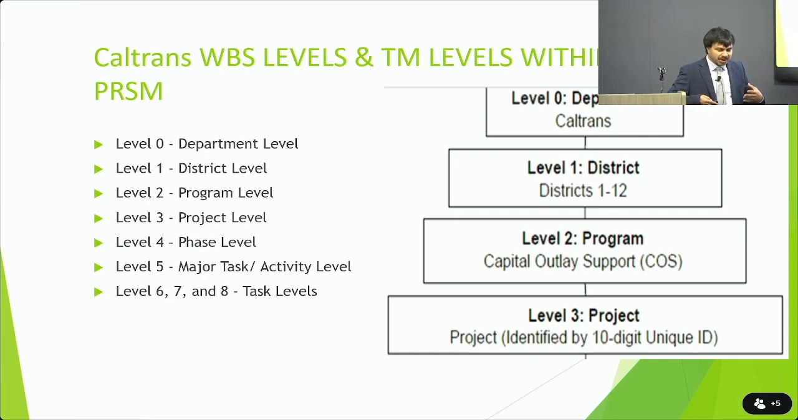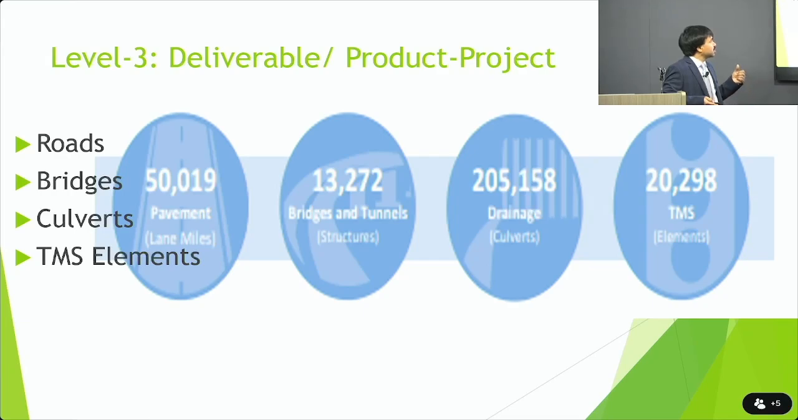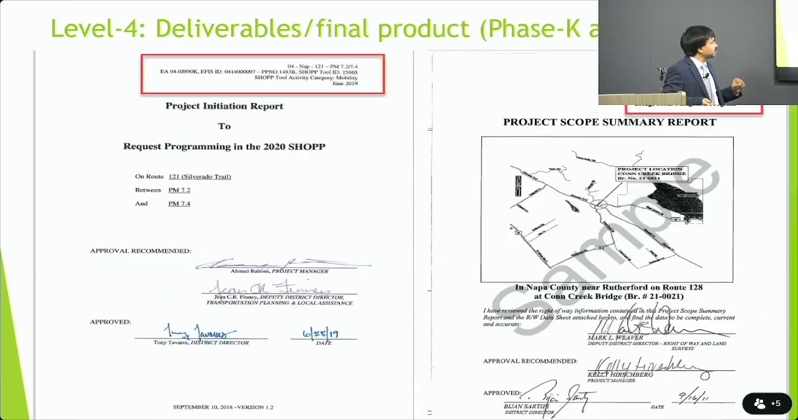And then our level 3 product is the projects. At level 3, you can see which project the money is going to. So at level 3, our products are bridges, culverts, TMS elements. These are the products we see at level 3. This is information from asset management. We have 50,000 miles. But here, I want you to understand that at level 3, these are the major transportation elements.